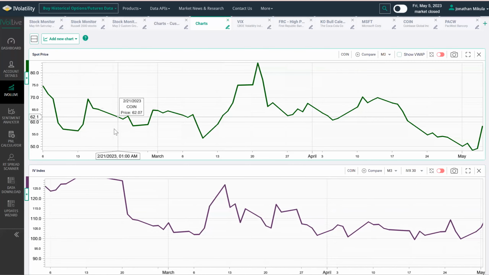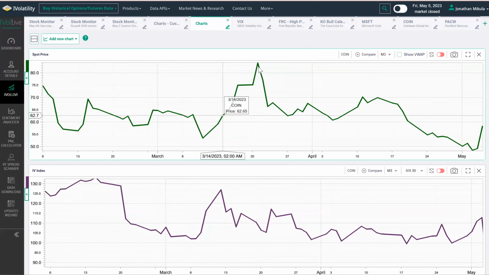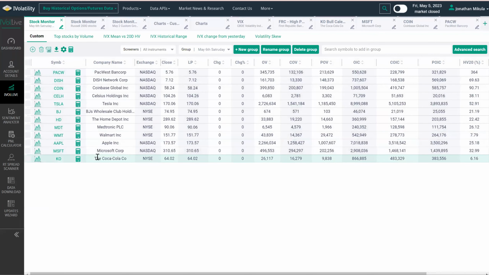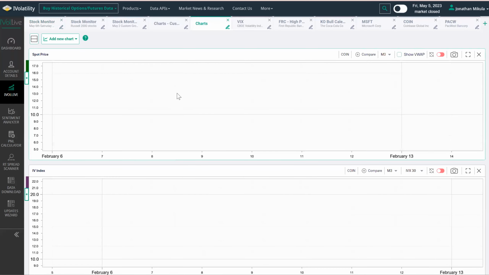So we can easily see this relationship: as spot price goes up, implied volatility goes down. As implied volatility goes up, spot price, the share price, goes down. Here we have price going up and implied volatility crashing in current days. So this is really cool. You could create your own custom fear gauge here, no matter what. That could be on Coke, FRC, Microsoft, Coinbase, PACW. That could be on any of these different names that we've been evaluating today in our custom group. So this charts tab is very, very useful for that.